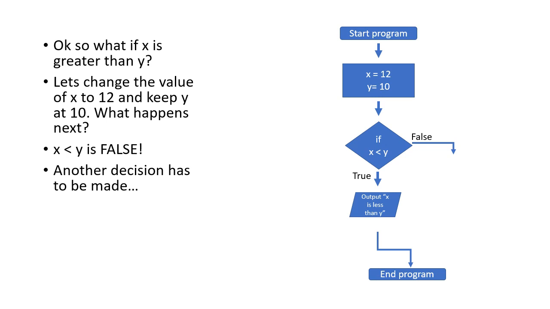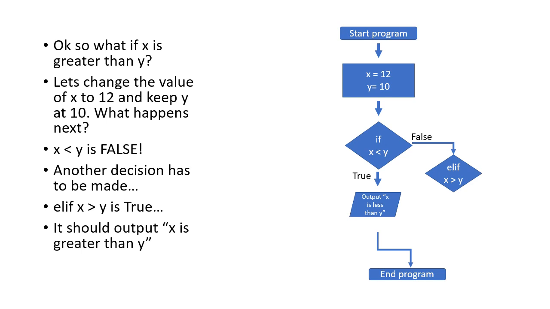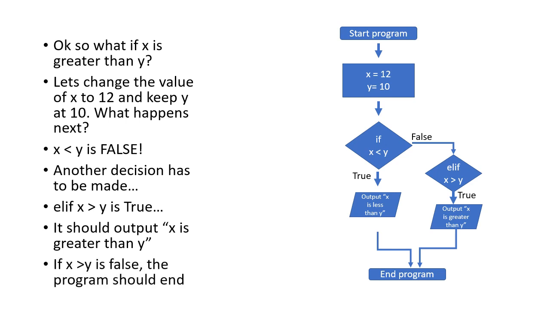This is where we use another diamond in our flowchart. And in our code, we're going to use the elif statement, E-L-I-F. So elif x greater than y. If this is true, it should output x is greater than y, and then the program should end. But if x is greater than y is false, then the program should just end. Let me show you how that works in code.